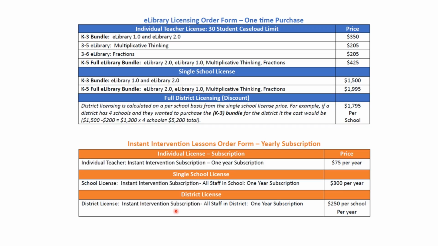And finally, if you do a district license, a district license is $250 per school. So say a district has 4 schools, it would be $1,000 for the year, and they have 200 teachers. All the teachers have access to that. So this is just how the pricing works.